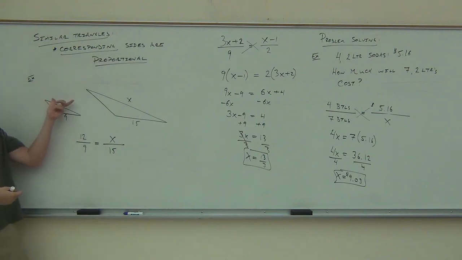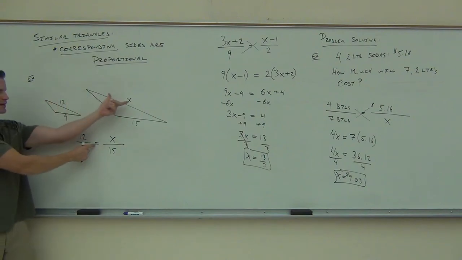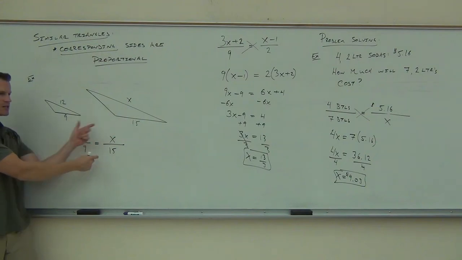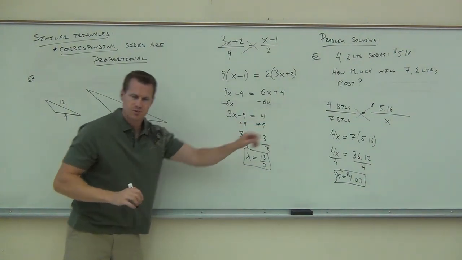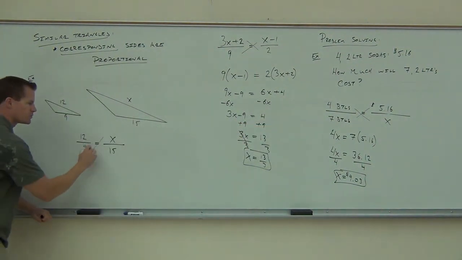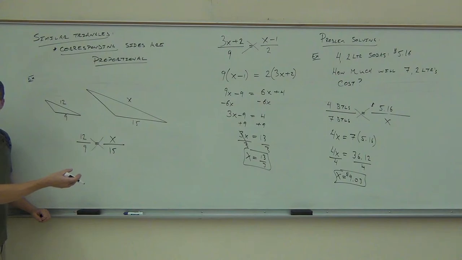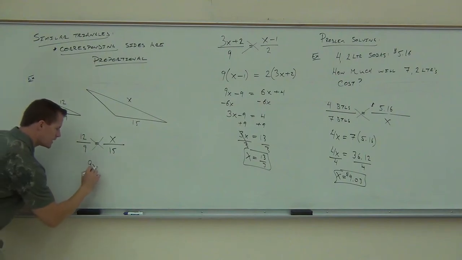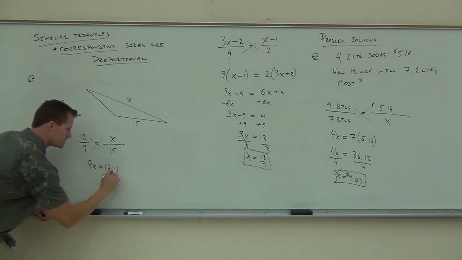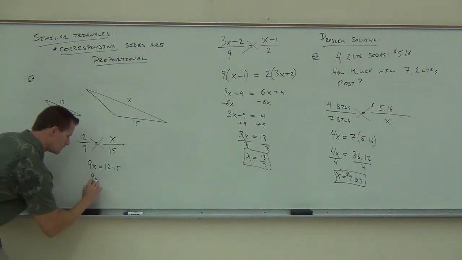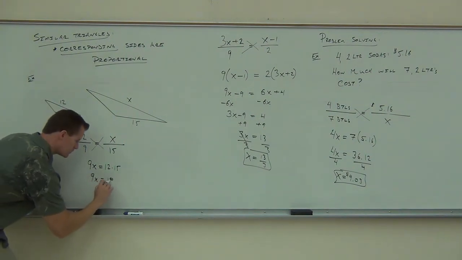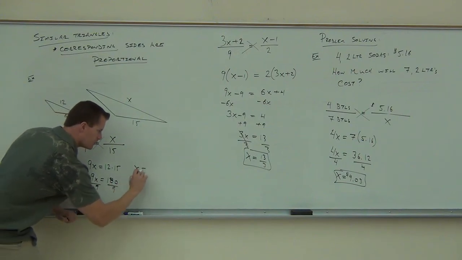So we set up this proportion. We have 12 is corresponding to x. We have 9 is corresponding to 15. We have to keep the same triangle in each fraction, just like we had to keep the same units in each fraction over here. Very similar idea. If we cross-multiply, that's no surprise, right? We can cross-multiply these proportions. We get 9x equals 12 times 15. Someone help me out with 12 times 15. 180. 180? 180. That makes it nice, because when we divide by 9, we're going to get 20.